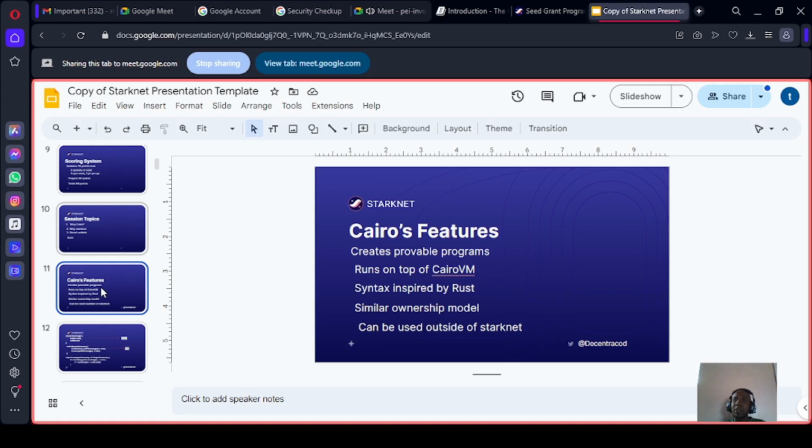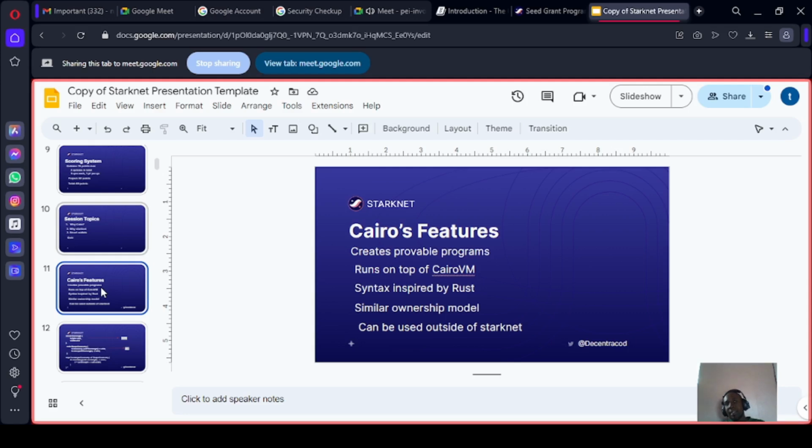But the Cairo VM is independent of the EVM, and that's what gives Starknet a lot of power, because it's independent of the Ethereum VM, unlike other L2s. The Cairo programming language, which fuels the Cairo VM, is inspired by the Rust programming language. If you tinker with the language, you find there are many similarities with Rust, though there are some differences. Some of the similarities are in the ownership model.